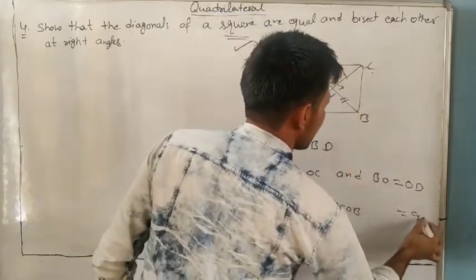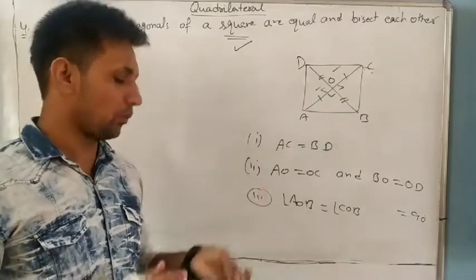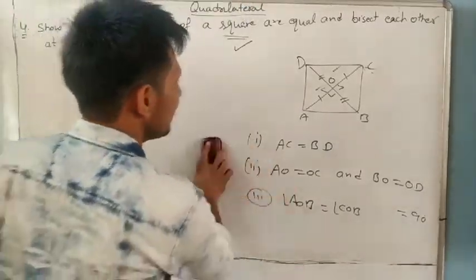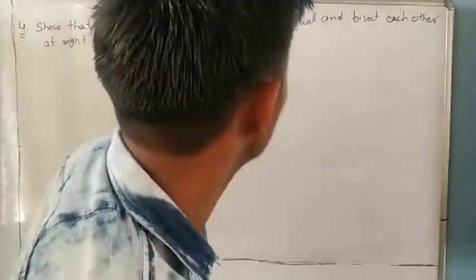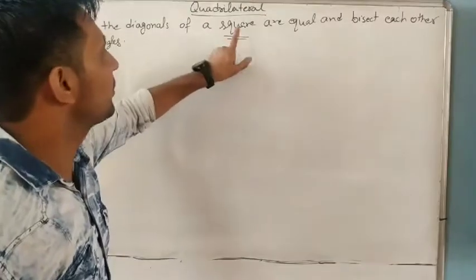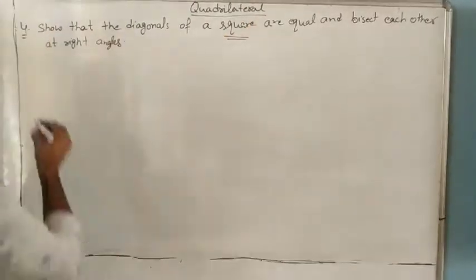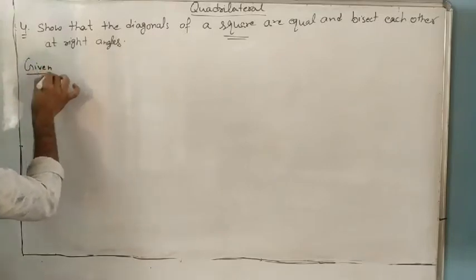How much? 90 degrees. So only a square is given, and we have to prove that the diagonals are equal and bisect each other at 90 degrees. So look at how we will do it. Always we will use what is given in the question. A square is given. So you can write, given.